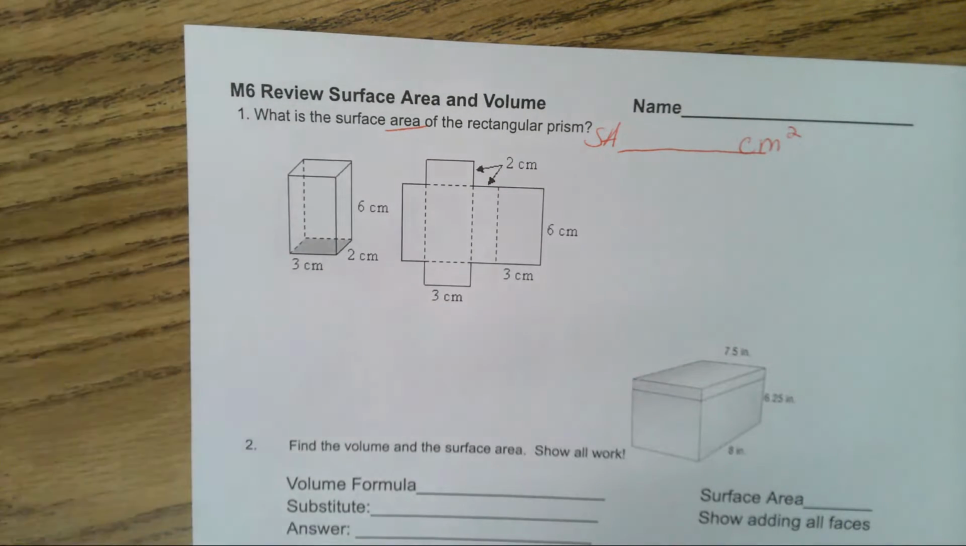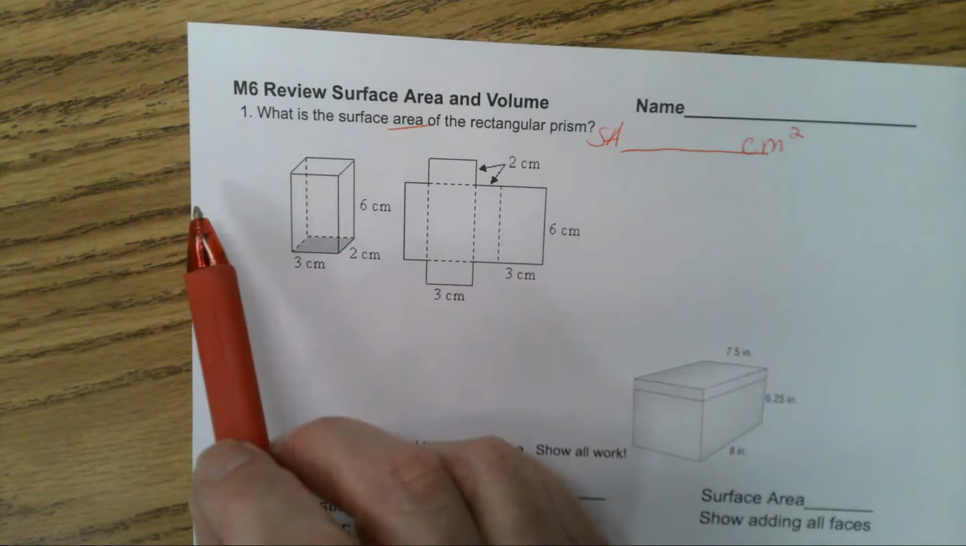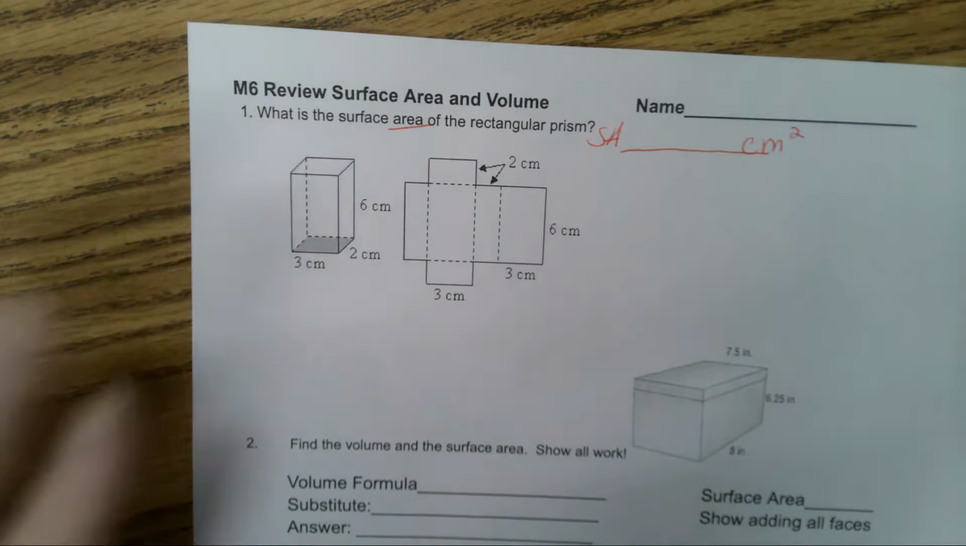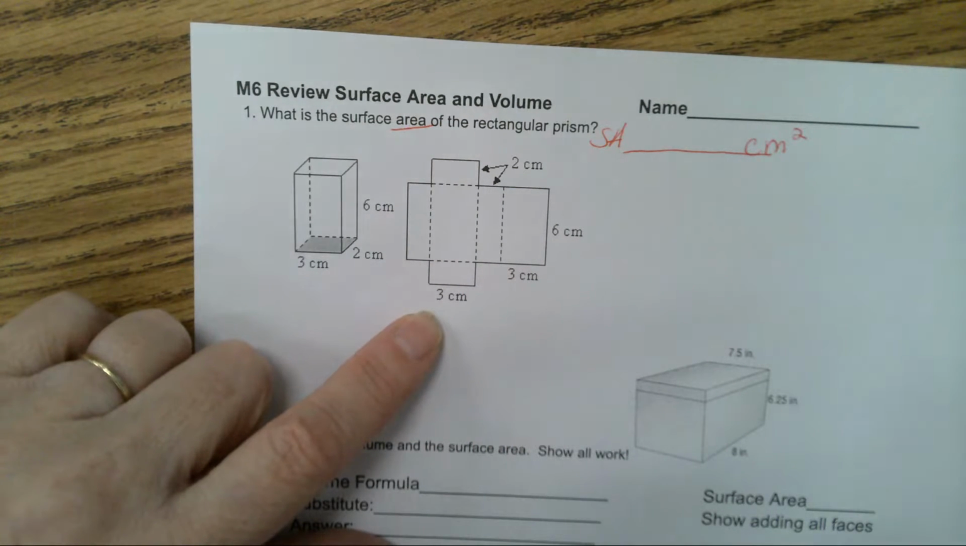And in a rectangular prism, they each have a match. The top matches the bottom. The right side matches the left side. The front matches the back. So you're always going to have pairs. So here we have a net. Let's find the area of each face and then add them together.